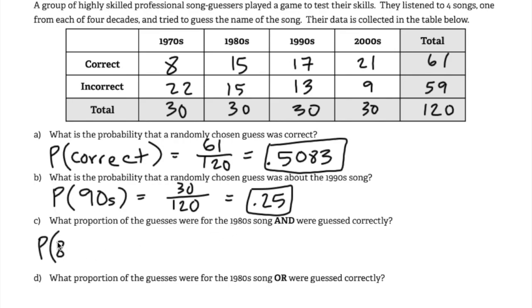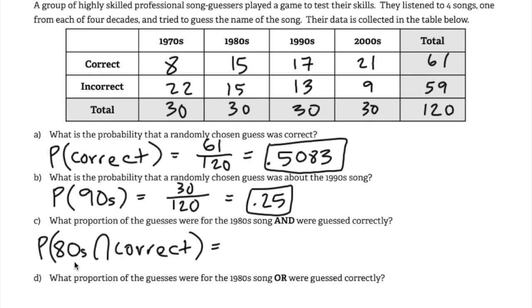Part C says what proportion of the guesses were for the 1980 song and were guessed correctly. So we want P(80s and correct). So this is where you have to be careful because your instinct may be to multiply because that's what we did for AND on the first day. But remember, that only works if you know the two things are independent events, which we don't know.